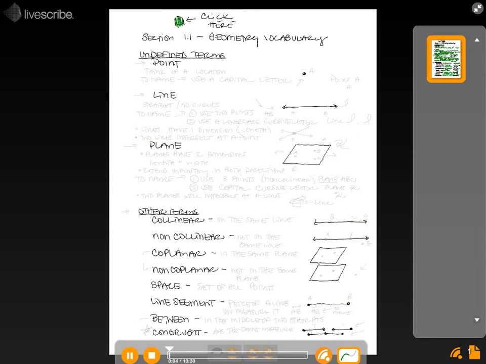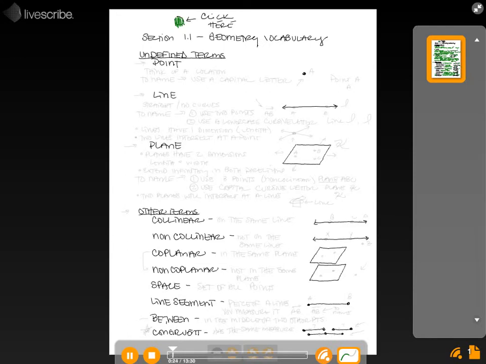Okay, these are our notes for section 1.1, and we're going to go over vocabulary in this video. There's quite a bit of vocabulary, but we're going to use these words throughout geometry, so you need to make sure that you understand them. If you have any questions about what these words mean, make sure you bring them to class and get them cleared up, because again, we will use these words for the rest of the year.